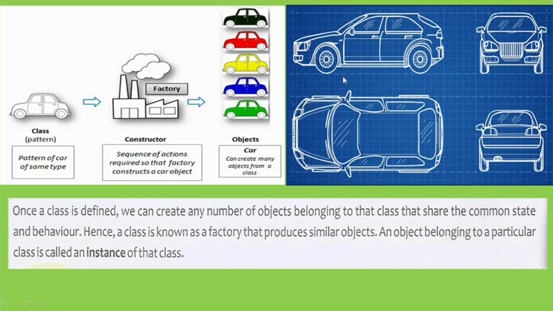Suppose you open a new factory to produce cars, you will first have to create a blueprint or a technical drawing, and based on this technical drawing, you can now create many other car objects. So an object belonging to a particular class, now this is an object belonging to this class car. So we can say that this is an example or instance of this class.